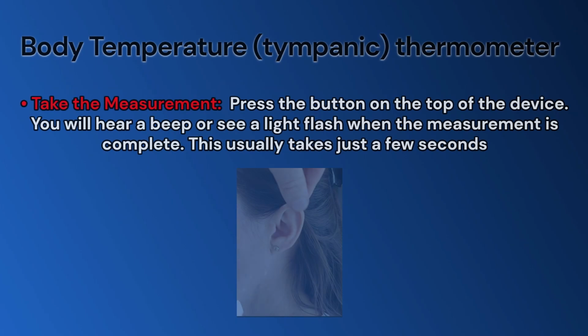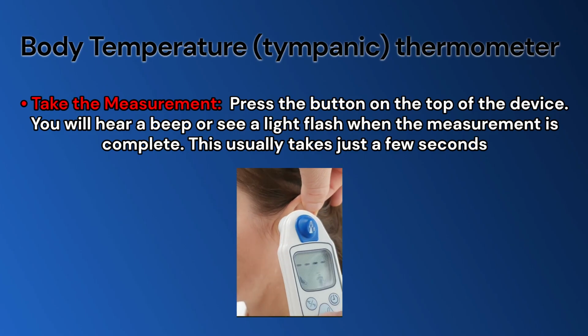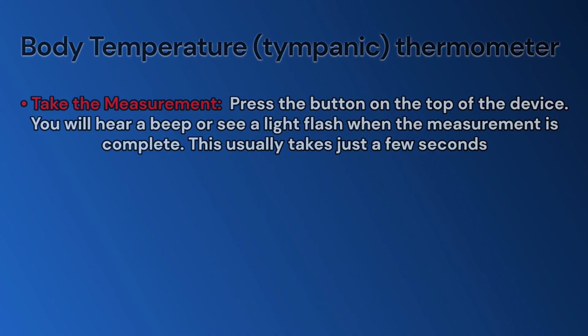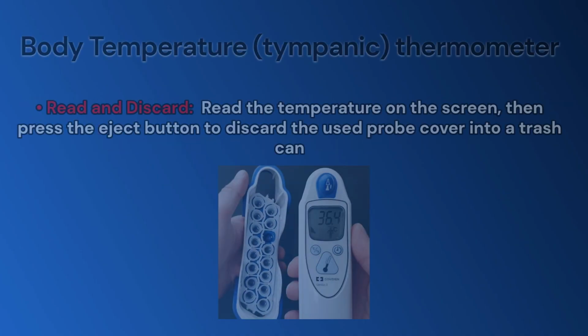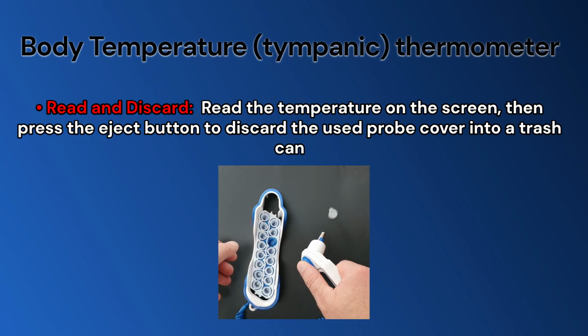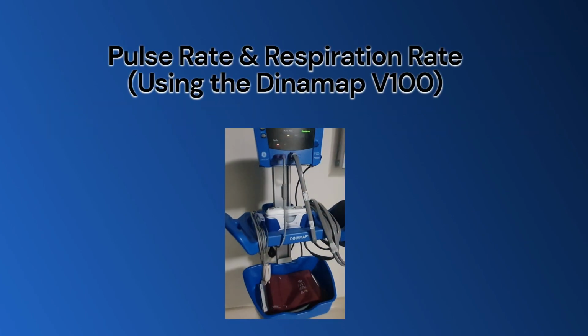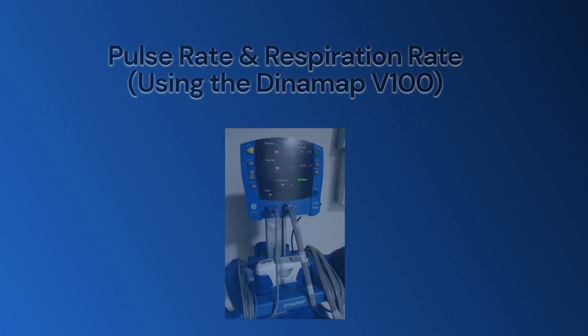Take the measurement. Press the button on the top of the device. You will hear a beep or see a light flash when the measurement is complete. This usually takes just a few seconds. Read and discard. Read the temperature on the screen, then press the eject button to discard the used probe cover into a trash can.